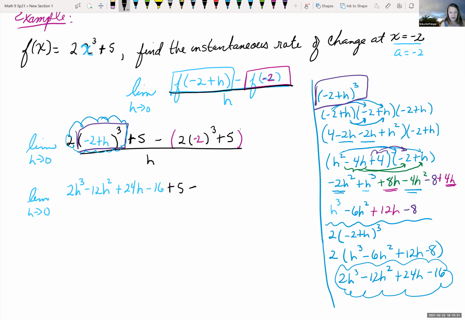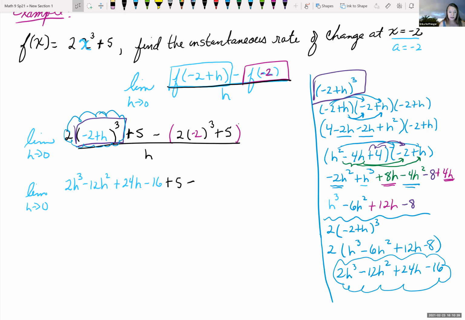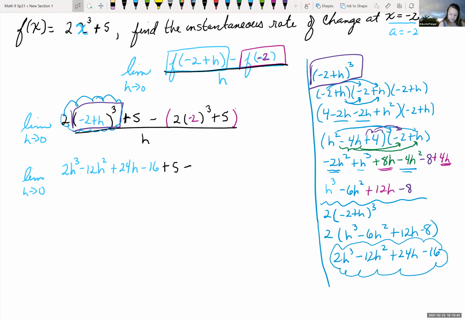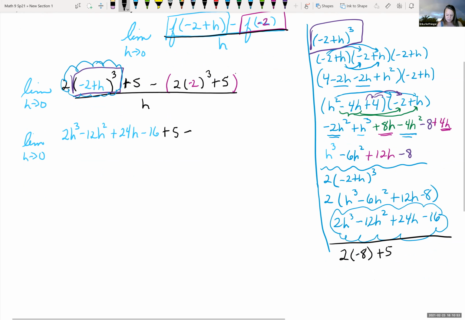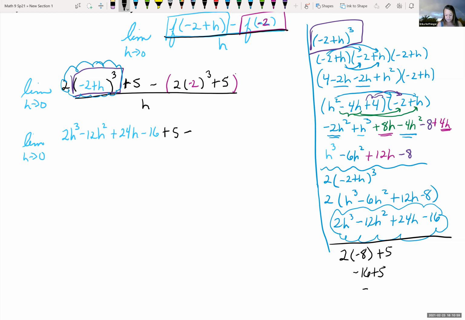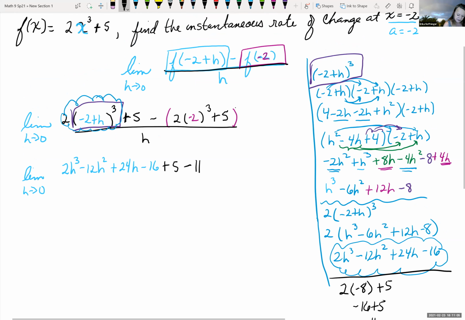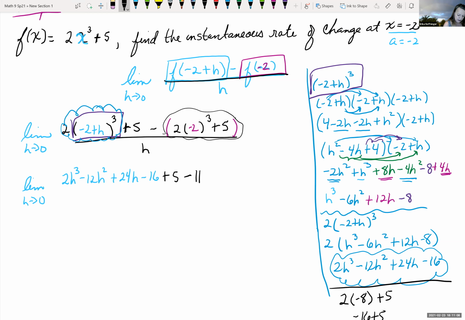Minus, and so maybe we can go in here in this parentheses and do order of operations and simplify. So we have 2 times negative 2 quantity cubed. So the cube comes first. Negative 2 quantity cubed is negative 8. And then I'm going to add 5. Multiplication comes before addition, so 2 times negative 8 is negative 16. And then add 5. Negative 16 plus 5 is negative 11. So minus 11. So that was just this. And then we're going to put it all over h.